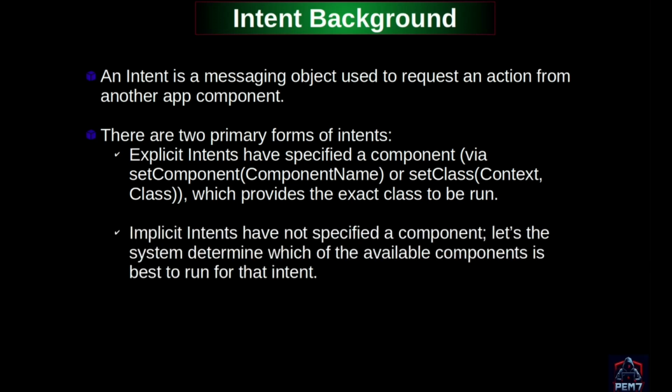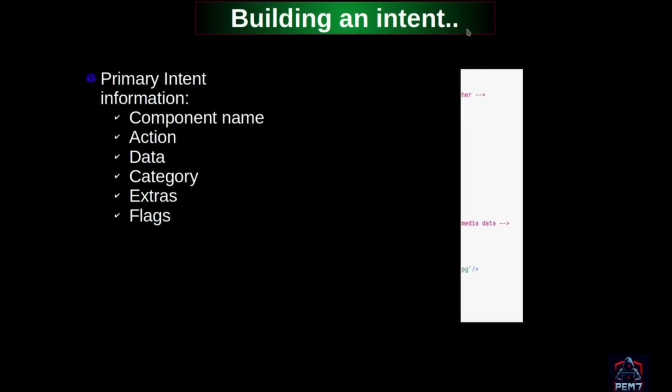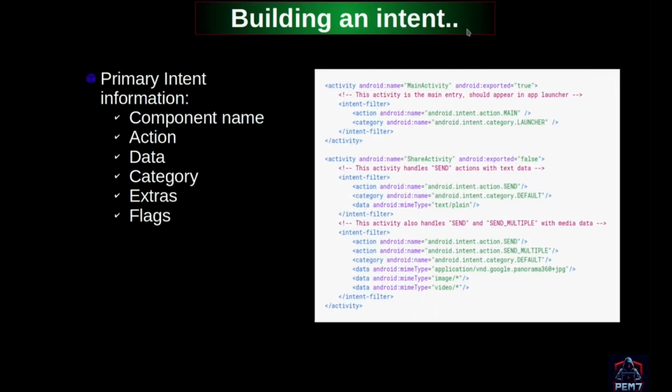An explicit intent has a specified component and the exact class to run when invoked, whereas an implicit one lets the system decide what components are best for the intent. An intent will contain such information as component name, action, data, category, extras, flags, etc. On your right is a small code snippet of how an intent looks.